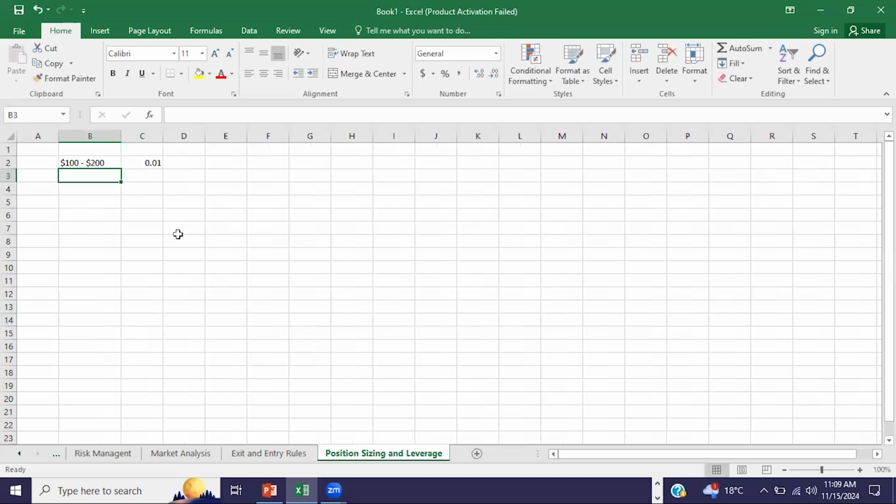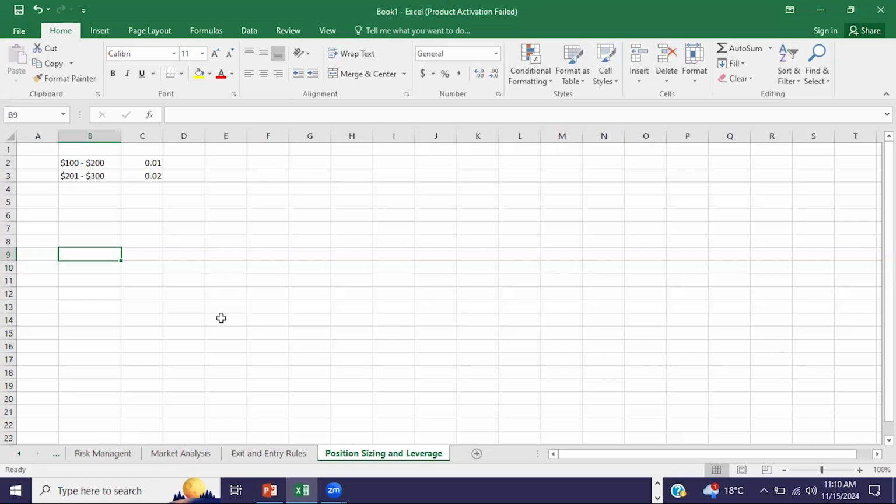Then from $201 to maybe $300, you can use a position size of 0.02. So you go increasing 0.01 with every shift of digit. From 300 to 400, you use 0.03. You can also define the stop loss, because the stop loss level is what will help you in coming up with the lot size. The higher the stop loss level, the smaller the lot size. The tighter the stop loss level, the bigger the lot size.